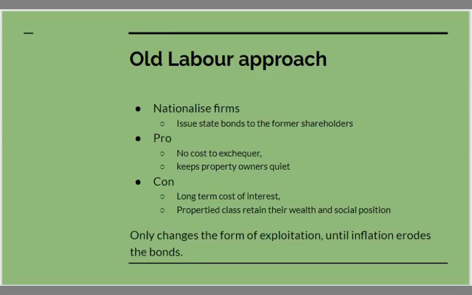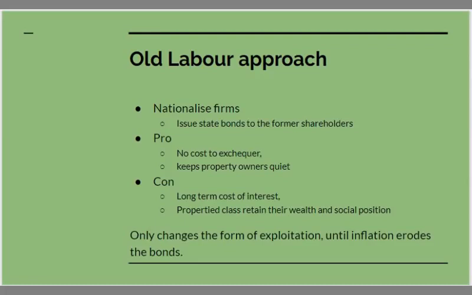That is, until inflation eroded the value of the bonds. That was actually the main means, or a major means, by which the relative share of income going to the working class rose under previous Labour governments. Industries had been nationalised, bonds had been issued to compensate for that, and then wage price inflation meant that in real terms over the years the amount of interest being paid went down.